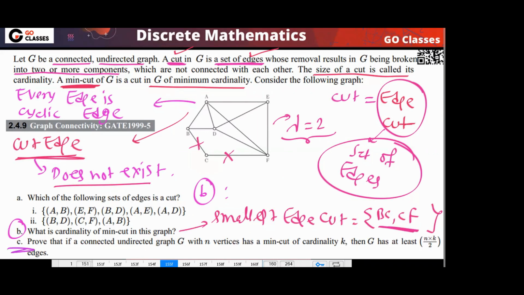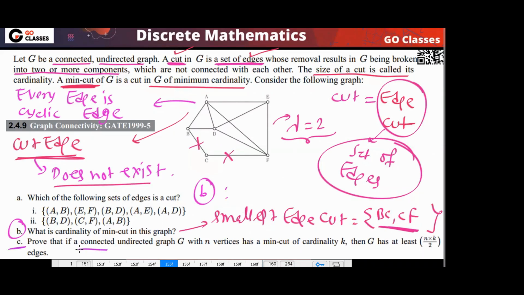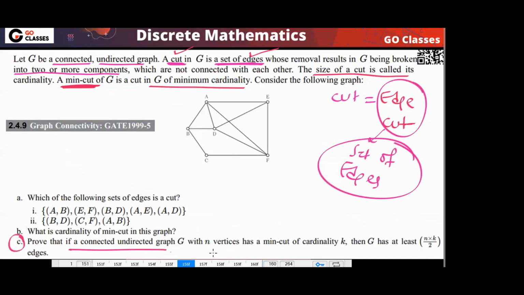Okay, what about this question? Question number C, the third part. Prove that in a connected undirected graph with n vertices, if the minimum edge cut size, meaning your edge connectivity number, is k, then you have at least this many edges. This is very easy to prove. Please tell me how to prove this.